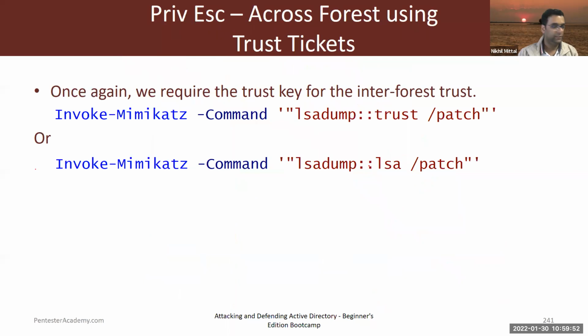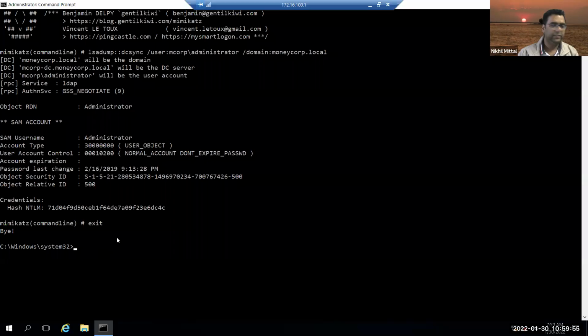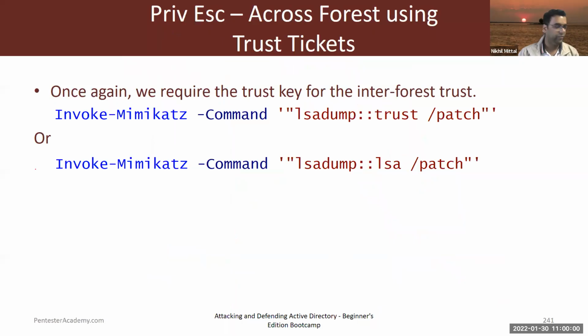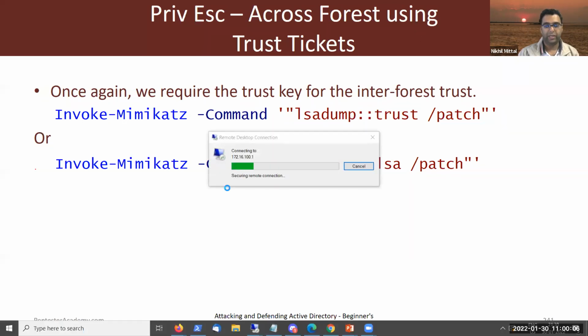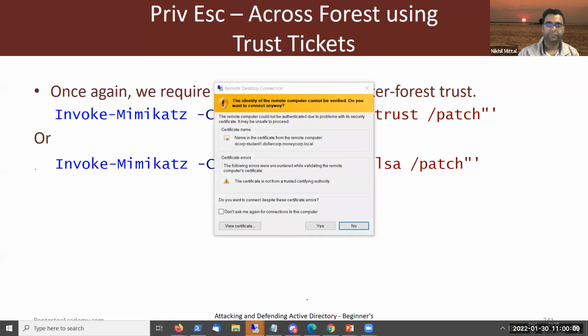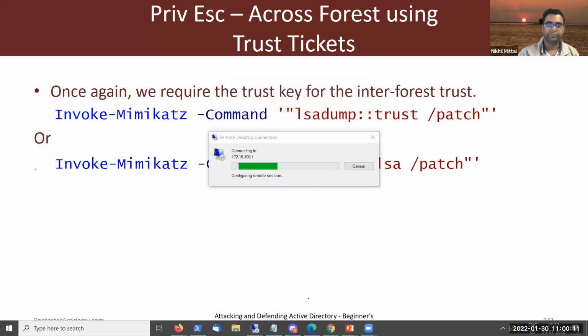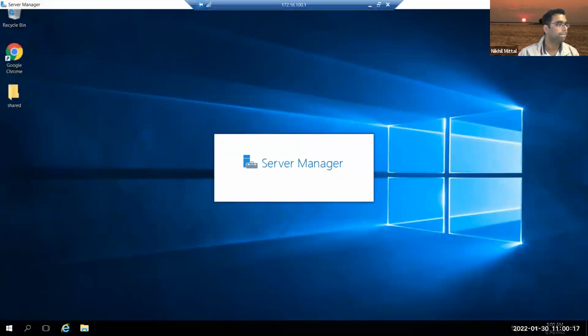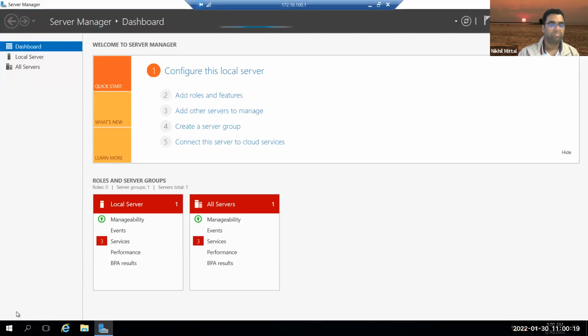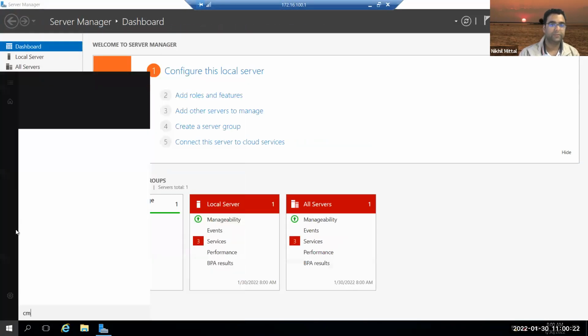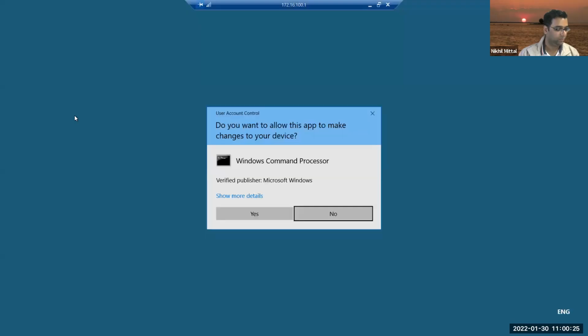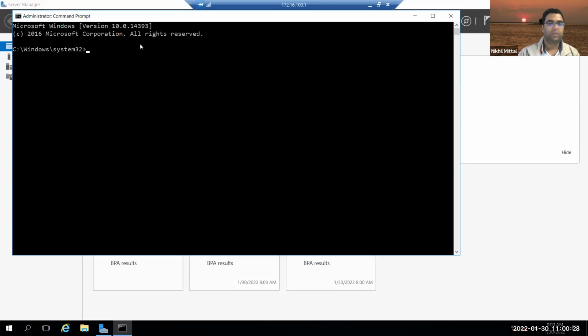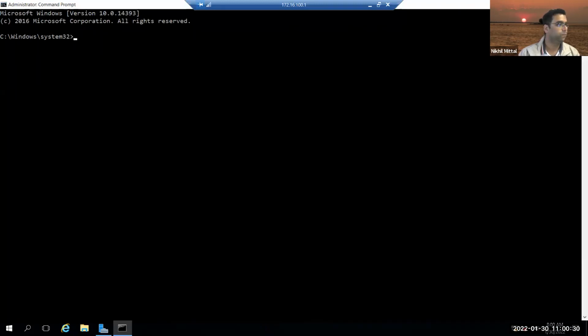All right, so let's try this. Let me log off once again. I'm doing this frequently because we're injecting tickets there, and my student VM may not like it. So let's start our process as administrator. And let's extract the trust key.